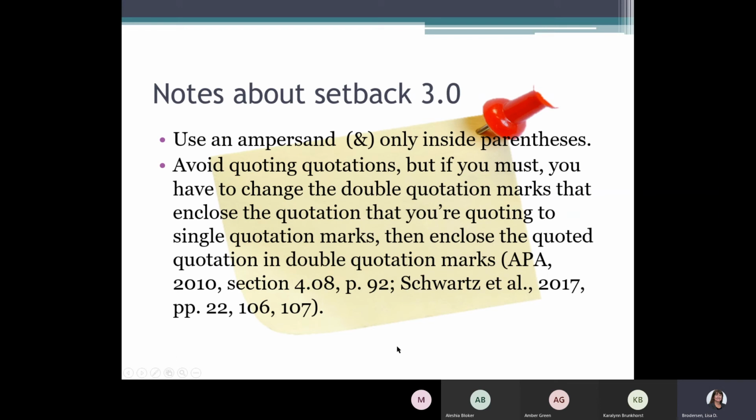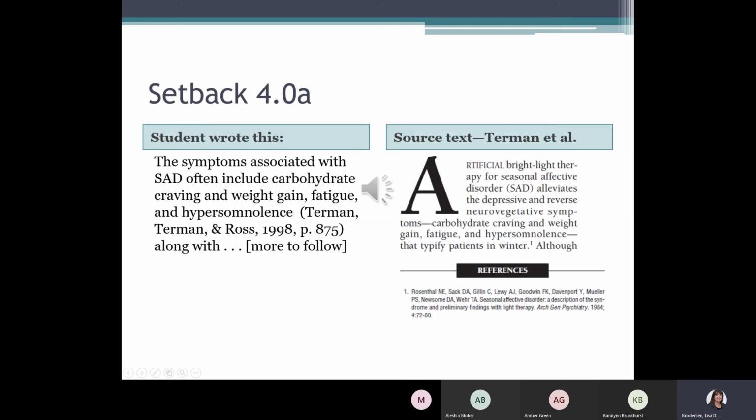But if you must, you have to change the double quotation marks enclosing the quotation that you're quoting to single quotation marks, then enclose the quoted quotation in double quotation marks. This is actually information from the 6th edition of the APA manual, but the rules themselves have not changed. So I just need to update the section of the APA manual where those rules came from.